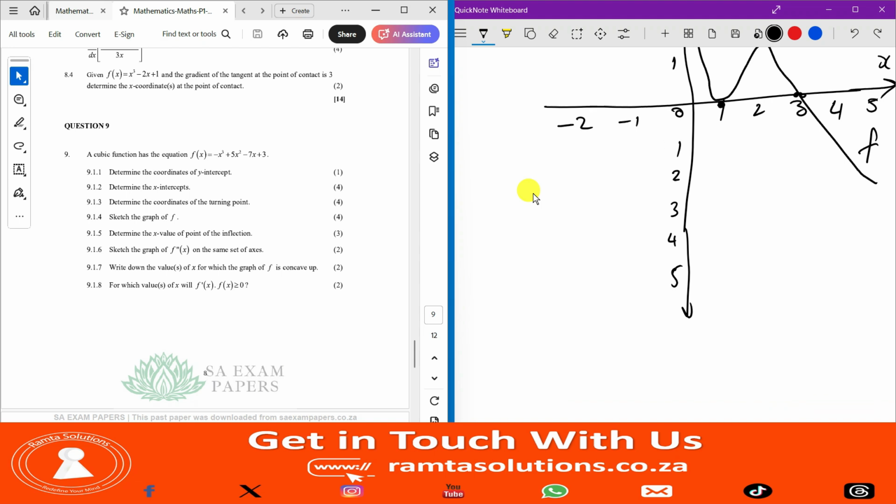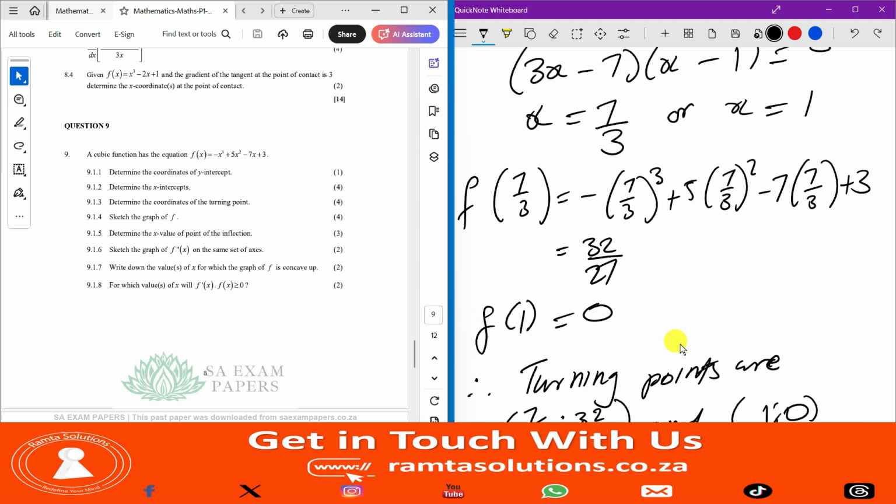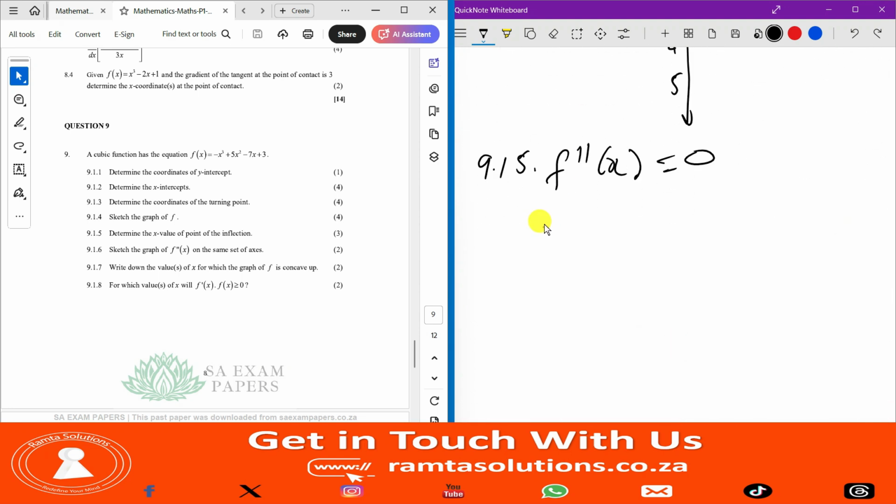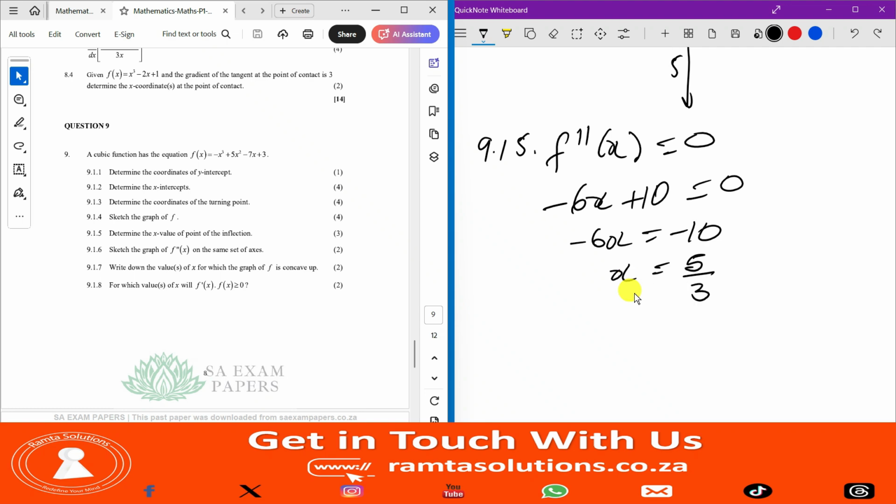9.1.5, let's see now. Determine the x value of the point of inflection. It's up to you. You can say the second derivative equals 0. What is it? Minus 6x plus 10. So minus 6x plus 10 equals 0. So minus 6x equals minus 10. So x equals 5 over 3, isn't it? That is 5 over 3. So you can use the second derivative or you can use the midpoint of the x values of the turning points. Right? Cool.